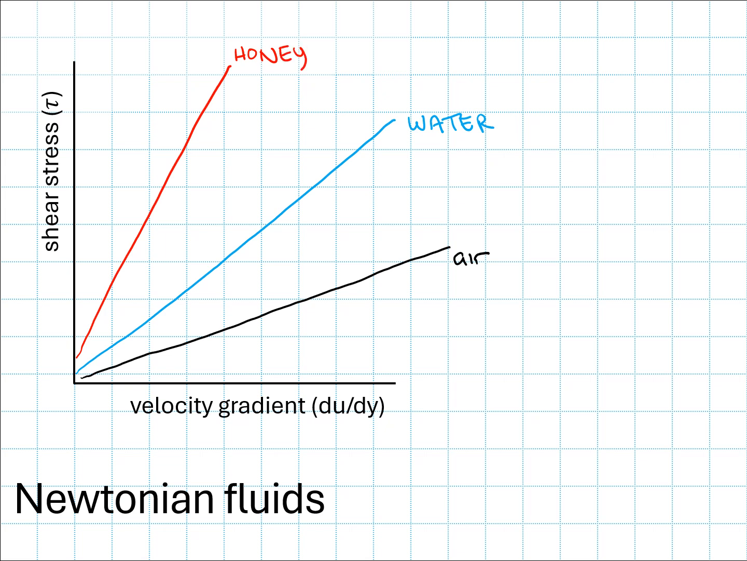So a small applied force, right? Let's look at an applied force around this magnitude right here and see where it intersects all three of my curves. That small applied force will create a relatively larger velocity gradient in air than it will in water, and then an even smaller velocity gradient is going to result when I apply that same force to honey.